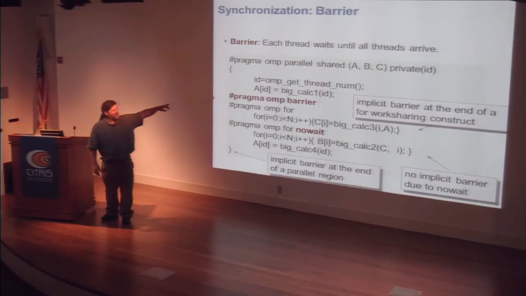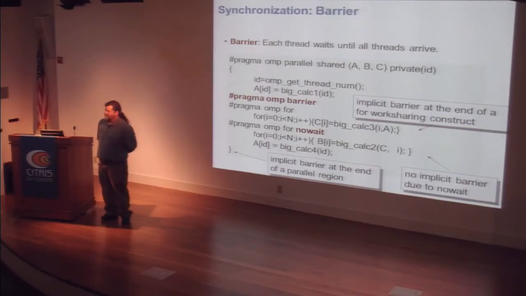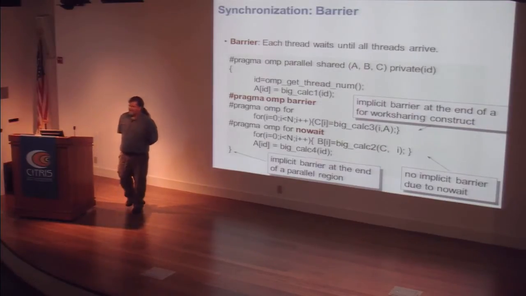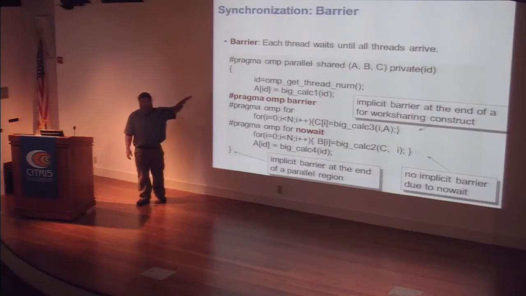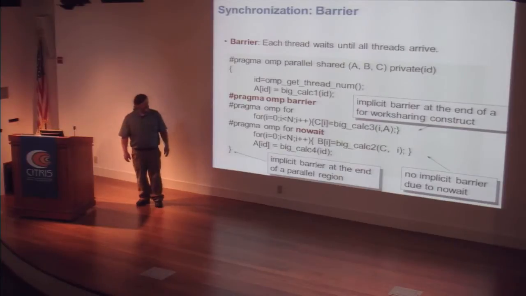I'm saying, look, variables A, B, and C are shared, and the variable ID is private. Each thread has its own copy of ID. So this is another way of saying that, all right? I'm controlling the data environment by saying A, B, and C are shared, and ID is private. Each thread has its own copy.